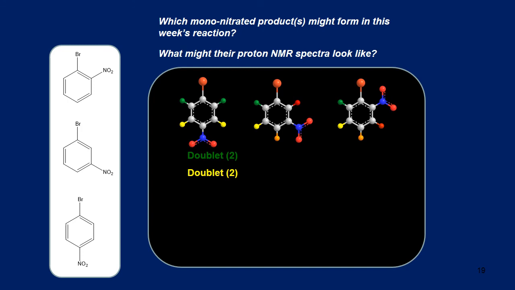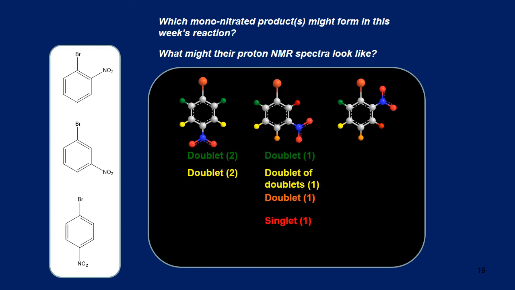But what about the others? The other 2, the ortho and the meta, each have 4 chemically distinct hydrogens, so they should have 4 distinct resonances unless there's accidental degeneracy. So, can we tell them apart? Well, let's take a look at multiplicities.